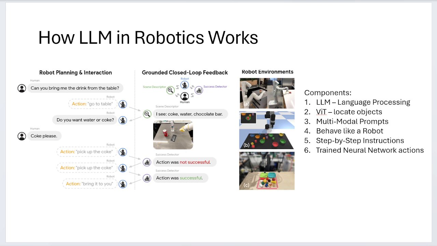So how does a large language model in robotics work? Basically, a person gives an everyday language instruction, for example, can you bring me the drink from the table? And the robot will have an action: go to the table. Let's say the robot has another question: do you want water or Coke? The person says Coke, and then the action is to pick up the Coke.